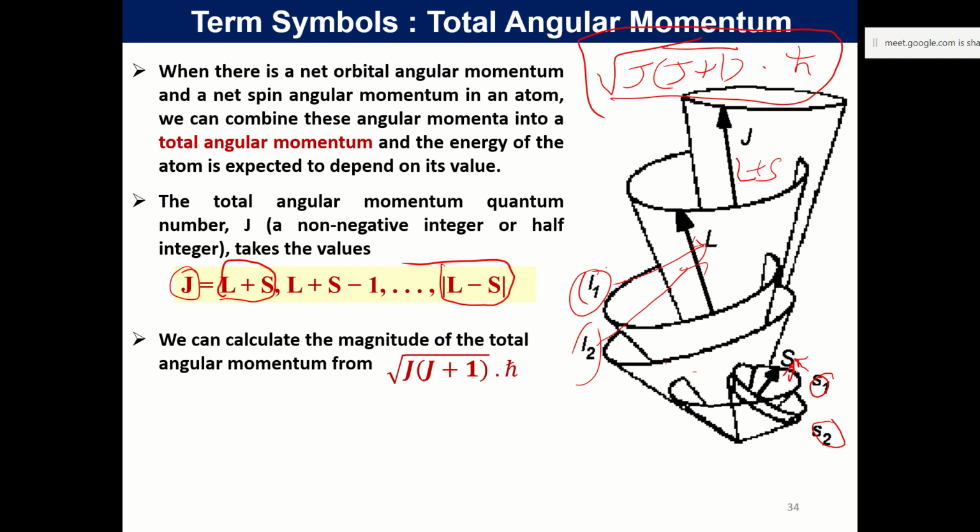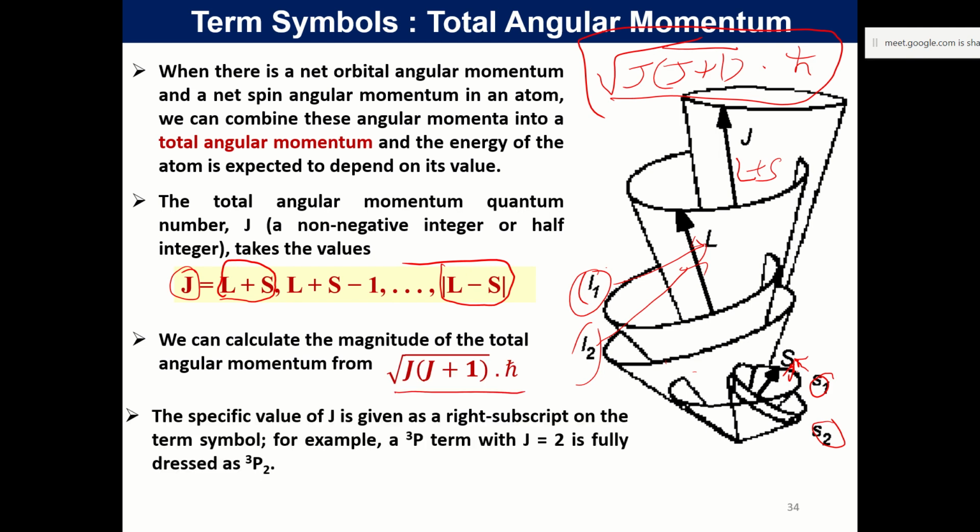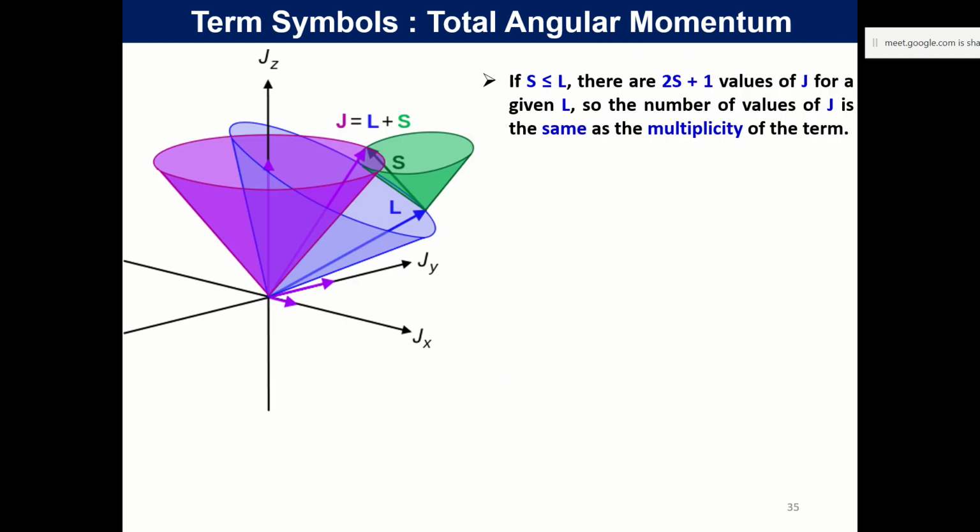OK, so the magnitude is calculated by this, and the specific value of J you have to write as a subscript. So it is given as a subscript towards the right of the letter. So when J is equal to 2, it is a 3P term, then spin multiplicity is 3, capital L is 1, so P in the middle we are writing, and then a subscript on the right-hand side of that representing the J, right? So the complete description of the state of the atom is given like this.